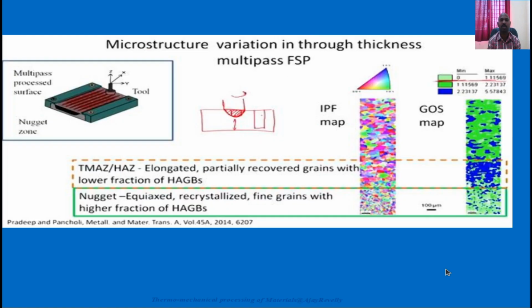And you can select friction stir processing for multi-pass. This is one pass, this is two, three, multi-pass. And in the multi-pass, if you observe this cross section, in a single cross section, single pass, how the microstructure looks like has been characterized by electron backscatter diffraction image.